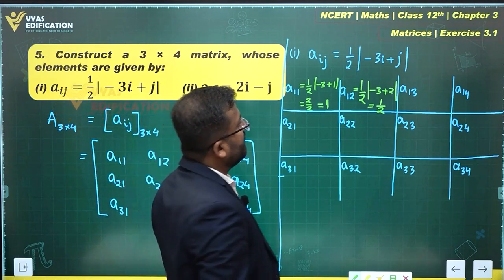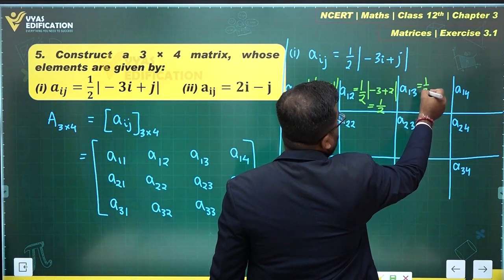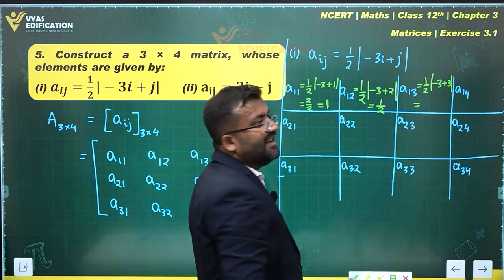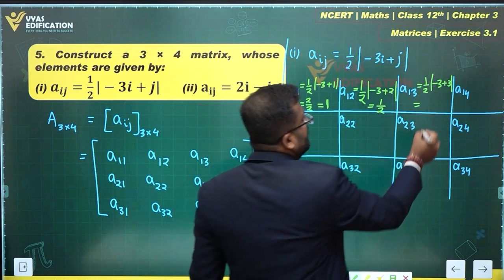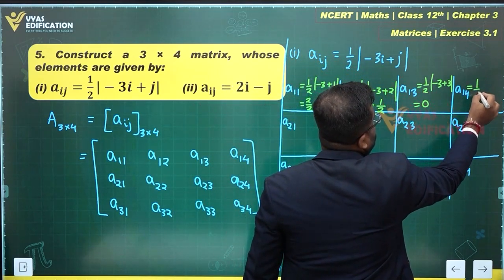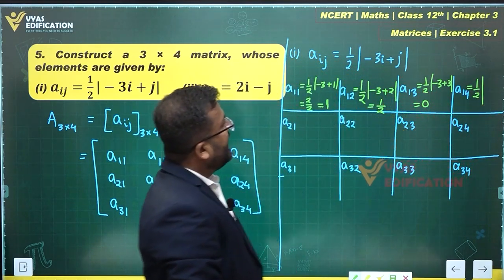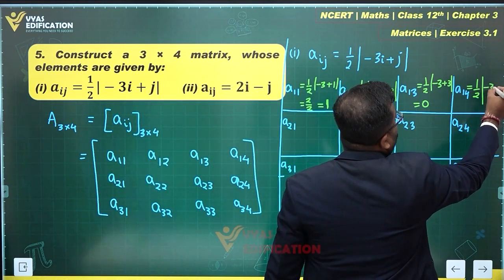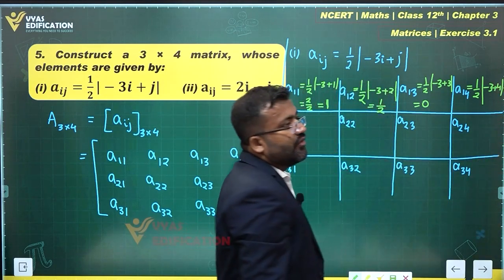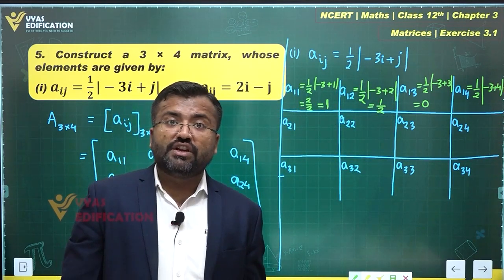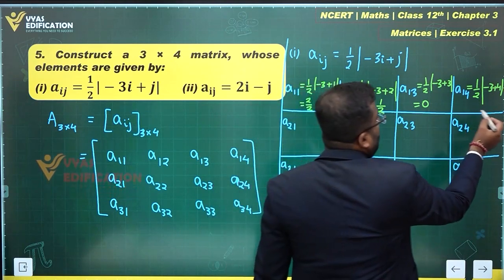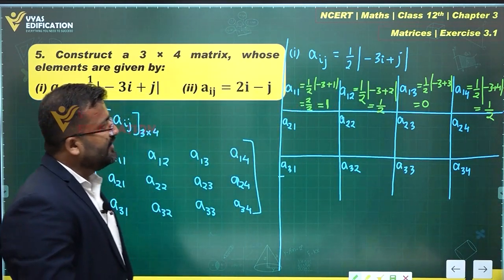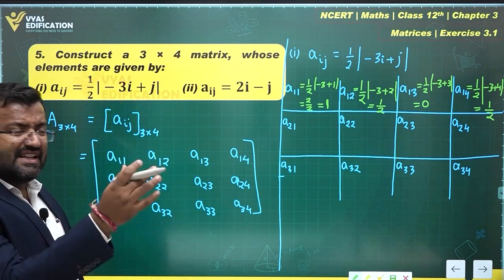What happens in case of A13? This is equal to half modulus of minus 3 plus 3. And you may observe modulus of minus 3 plus 3 is equal to 0, simply 0. What about this? This is half modulus of minus 3 times 1, plus 4. What is this equal to? Minus 3 plus 4 is equal to 1, 1 upon 2. This is equal to 1 over 2, as you may observe. So these are the values of elements present in the first row.